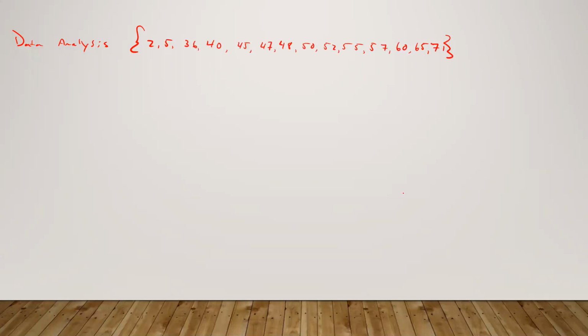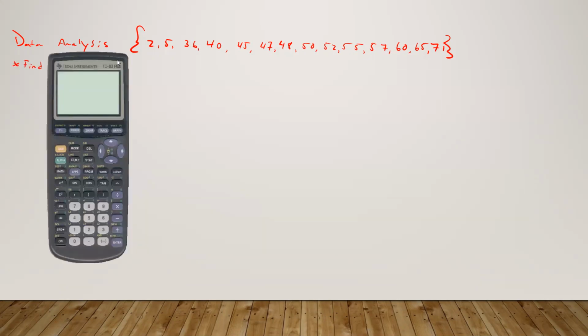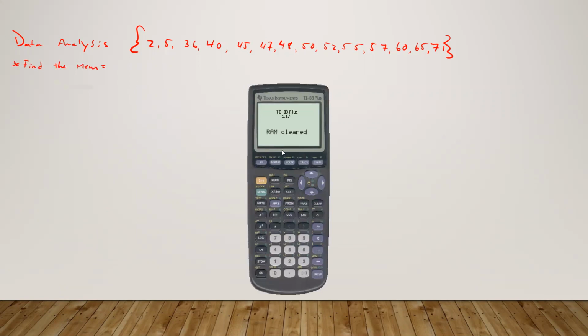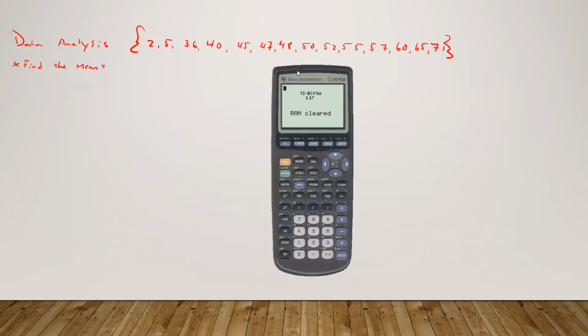Everybody see that right there? Okay. So the first thing it's going to ask you, you're going to see this data set, and it's going to just say questions like this. Find the mean. So what we're going to do is we're going to take our trusty calculator, and we're going to have our calculator do all this for us. Okay, so everybody take out your calculator. I'm actually going to do the TI-83 because I've been doing the TI-84 for a while. Okay.